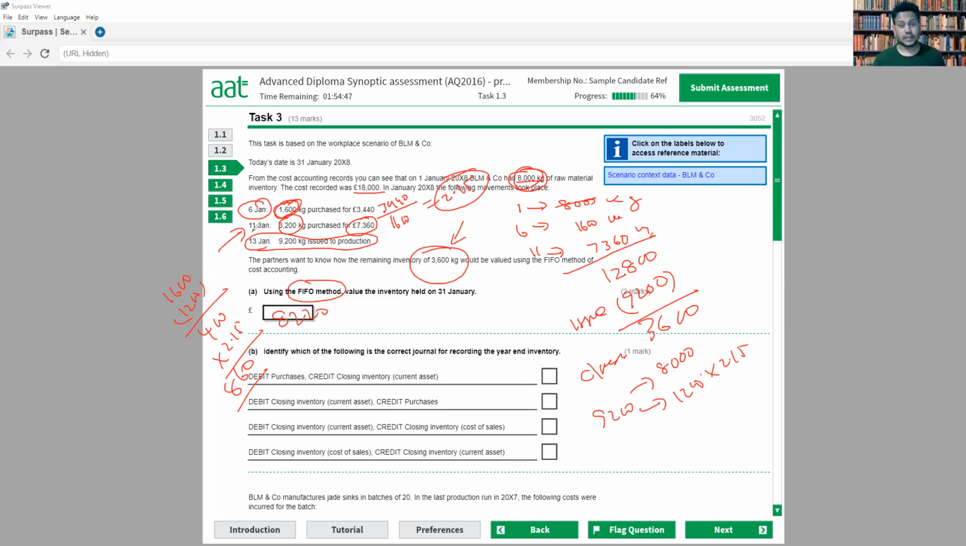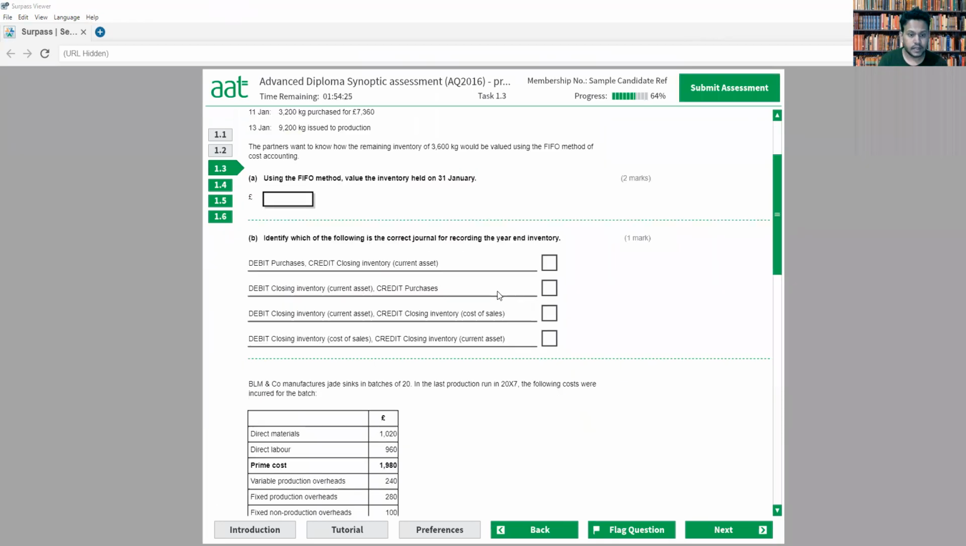Remember, if it is LIFO, that's the opposite. And if it is AVCO, before the issue we make the average. So how many units, how much is the cost, and after that we multiply with the average one. So we have to know all these methods. Maybe in the exam, AVCO will come, like average, or LIFO will come. All right, it's not that hard anyway. So let's have a look at the next one.